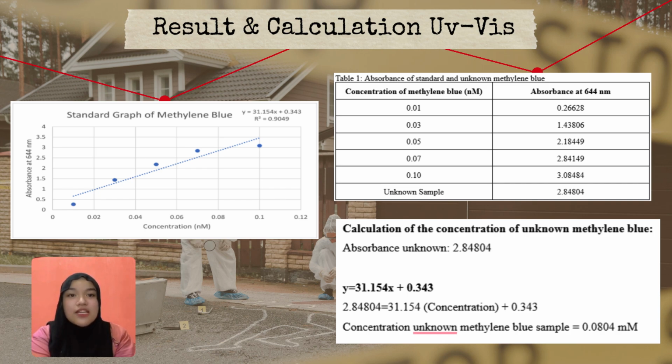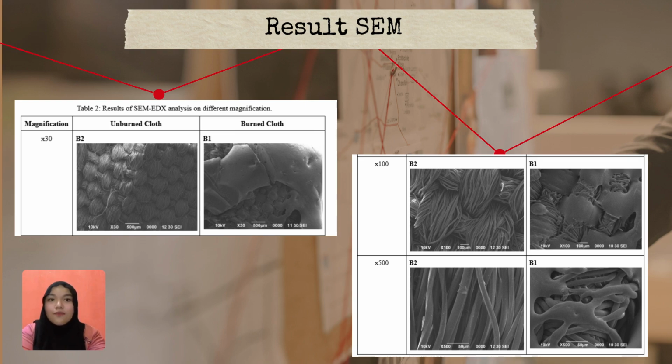First, UV-based analysis. The table shows the absorbance obtained in the analysis of the standards and also the unknown concentration of the methylene blue, and a standard curve was then plotted to get an equation to determine the unknown concentration of methylene blue. This slide also shows the calculation to get the unknown concentration, which is 0.08 mM. This is the result that has been observed on the burnt cloth and also unburnt cloth using SEM at 30, 100 and also 500 magnification.